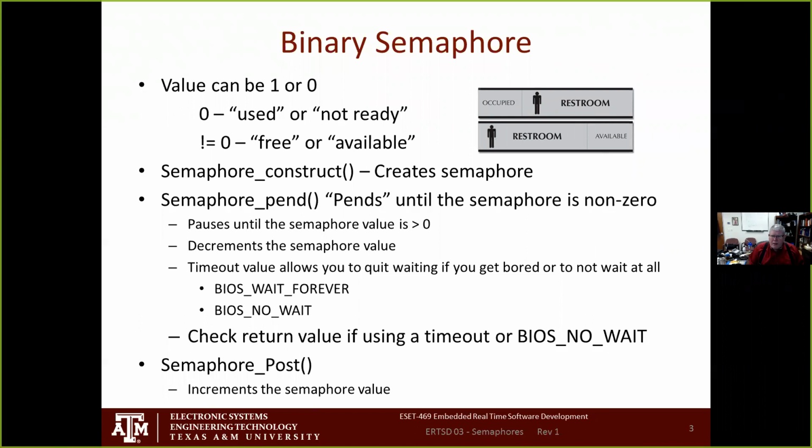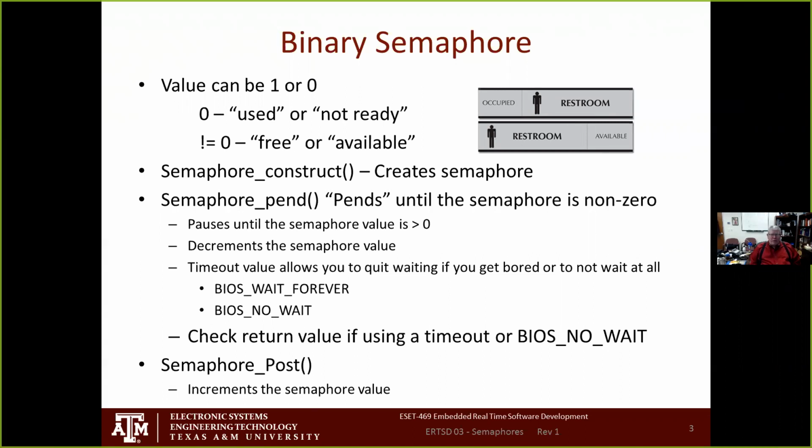When we pend a task, the operating system puts that task in a pending state and does not continue to execute the code until whatever caused the task to go into that pended state has cleared. So when we do a semaphore pend, it's telling the operating system, hey, I want to stop here until somebody puts something in this semaphore. So a semaphore pend will pause the task until the semaphore is greater than 0.